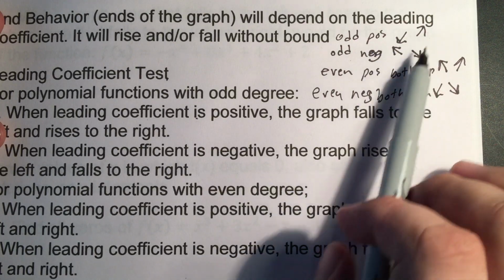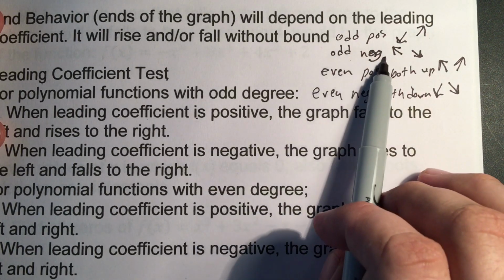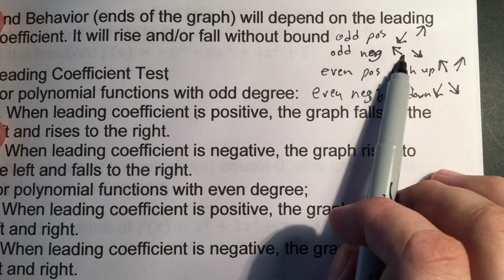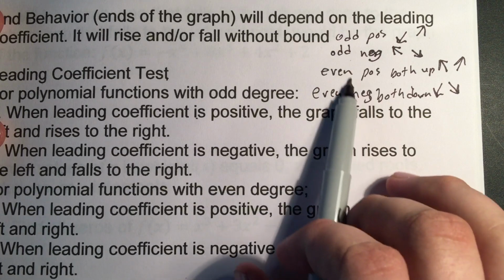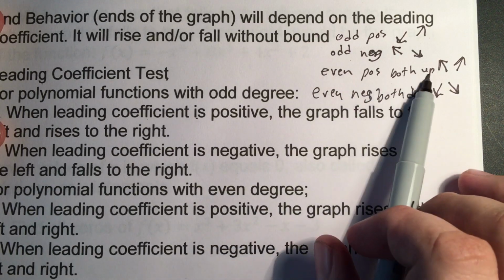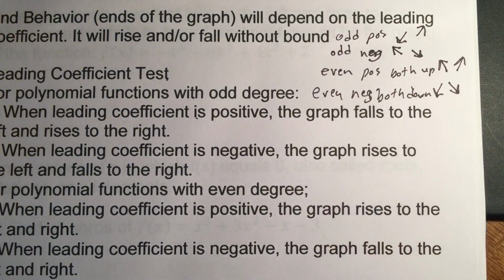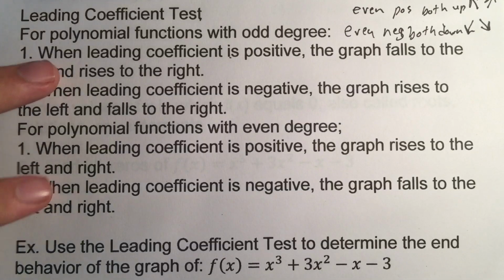Down on the left, up on the right. If it's an odd exponent with a negative number in front, then the left is up and the right is down. If it's an even exponent, they're both going to go the same way. So if it's positive, they're both up. If they're negative, they're both down. And that's really what's being described here.